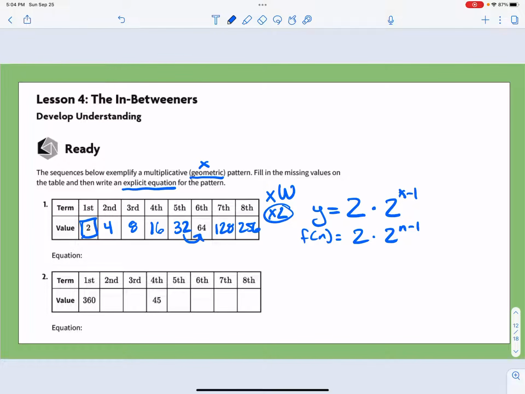Both of those are okay. All right. For our next one, we see we're at 360 to 45. We're definitely decreasing, so I'm going to be multiplying by some sort of rational number. It's going to be a fraction in this case. So let's just start with something like a half and see what happens.